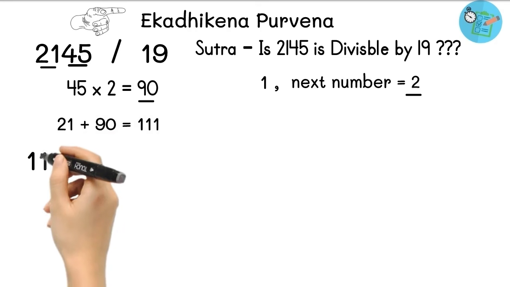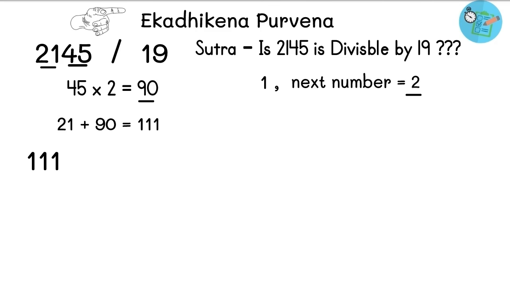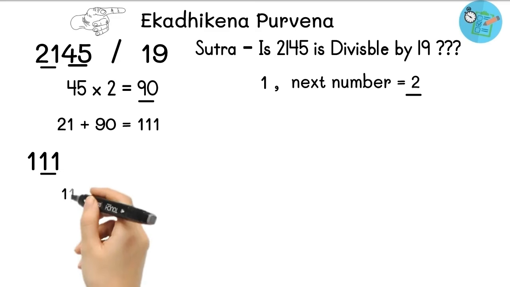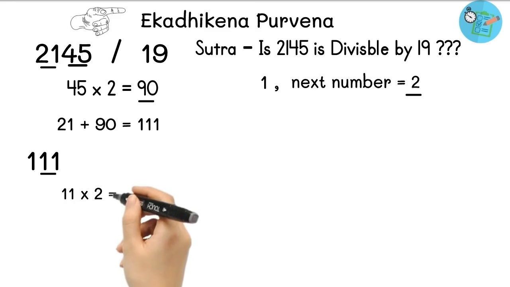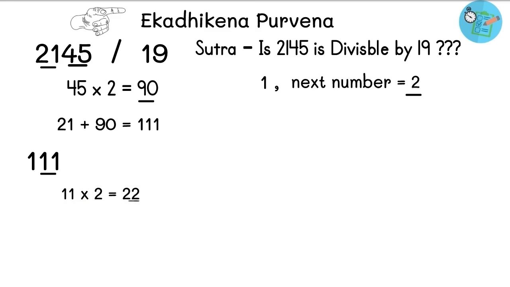Now 111 is a 3-digit number, so again we will perform the same steps. So multiply the last 2 digits of 111 with 2. So 11 multiplied by 2 we will get 22. Now add this 22 to the remaining digit of 111, which is 1. So 22 plus 1 we will get 23.